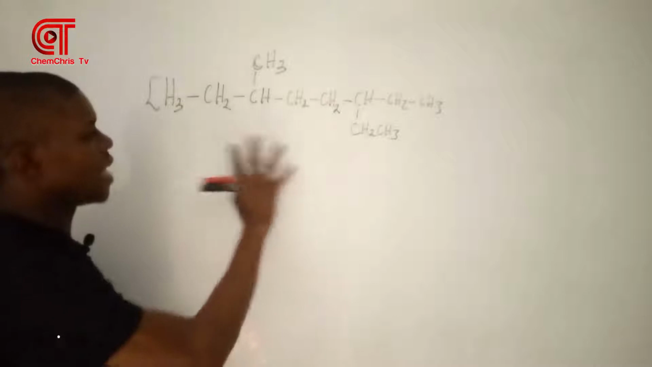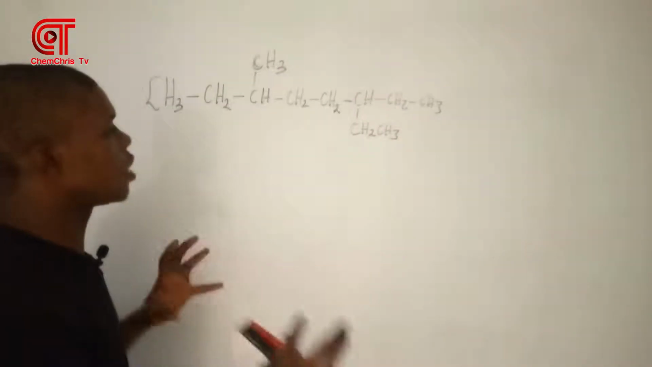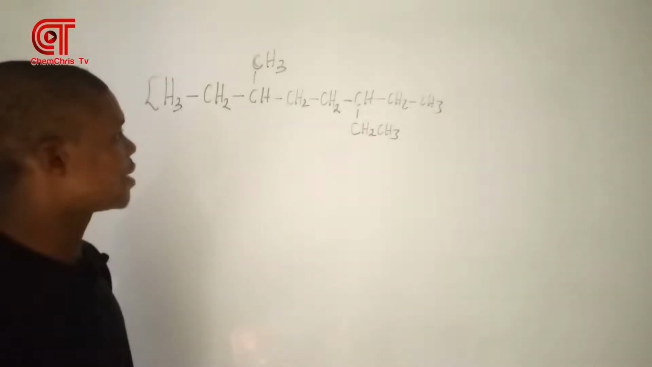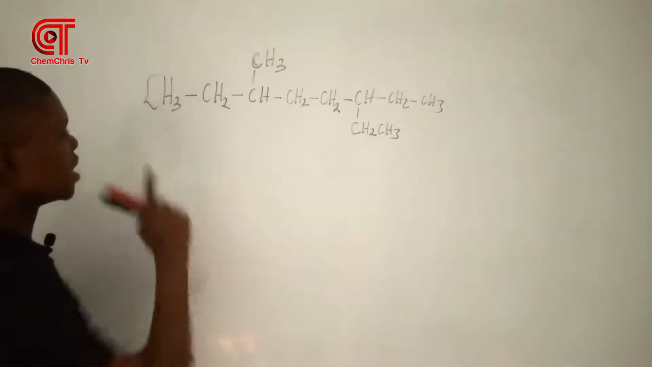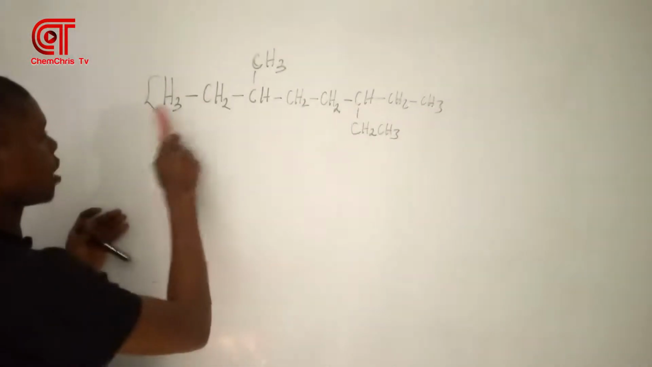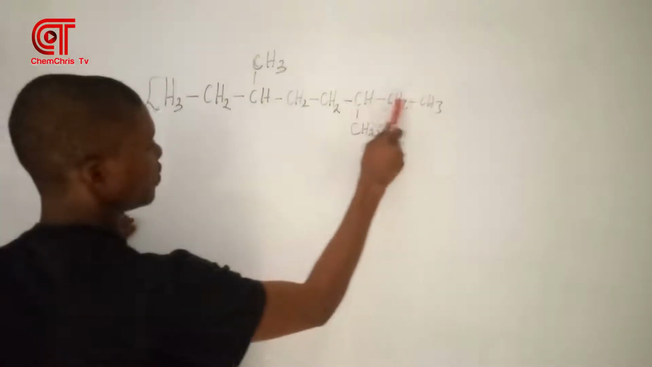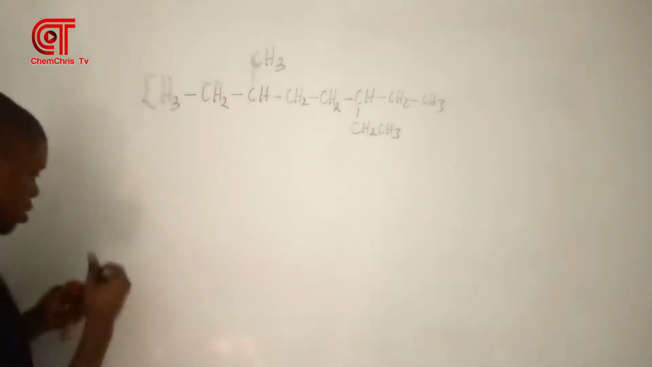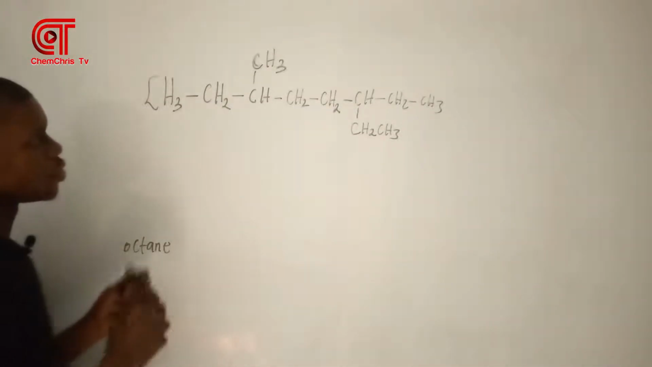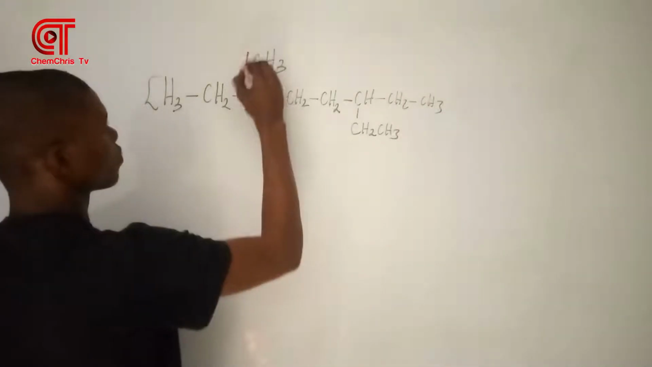If you have been asked to name this one here, what are we going to do? This one looks very simple, but it's a little bit complex. So I'd like you to pay very close attention. My longest continuous carbon chain is going to be from here to here, which is 8. 1, 2, 3, 4, 5, 6, 7, 8. Octane, right? So we have 2 substituents here.